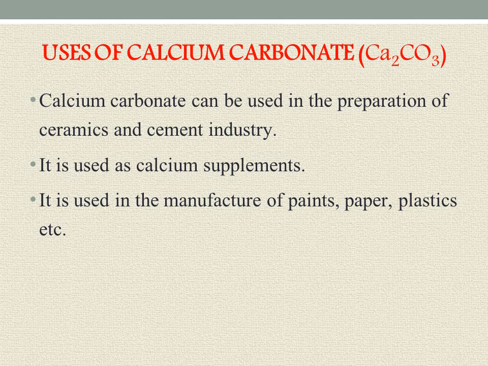The next one is it is used in the manufacture of paints, paper, plastic, etc. Means calcium carbonate will act as an important part in the manufacturing of paints, which we use to paint our doors, etc., or walls, paper, plastics, etc.